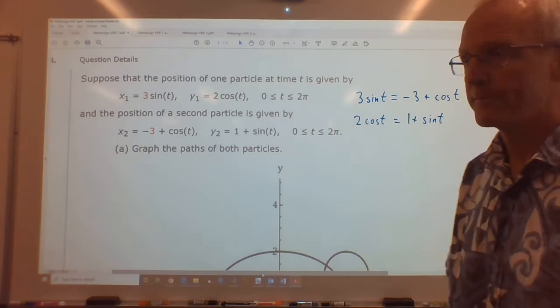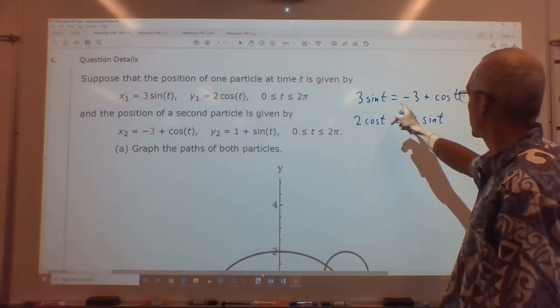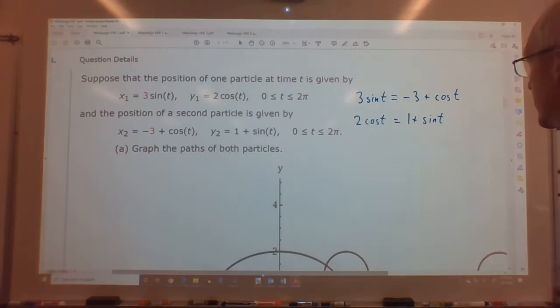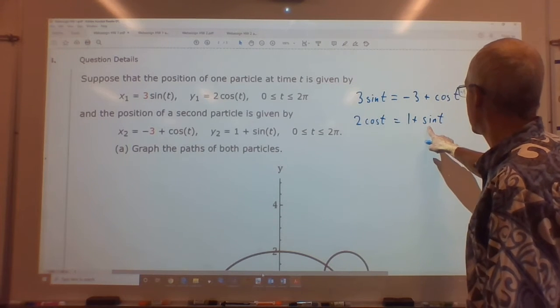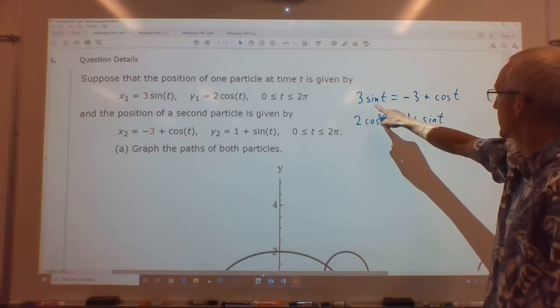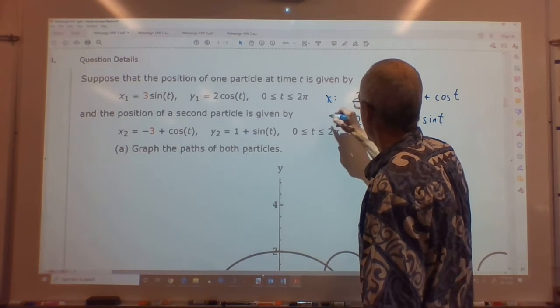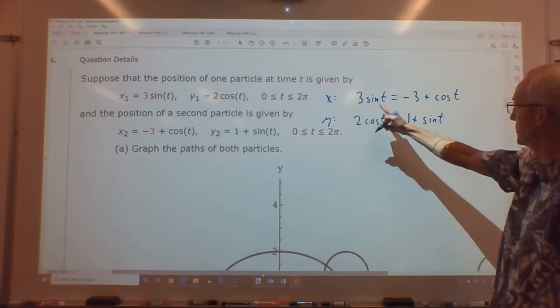Now we gotta do some algebra. It'd be nice if I had an equation with only sines or only cosines, because mixing the two is kind of a mess. It doesn't matter which one you go. Let's solve for sine here and plug it into here. So this is from the x equation, this is from the y equation.